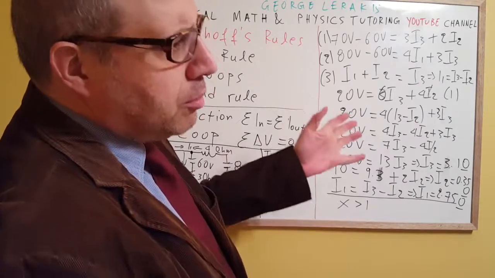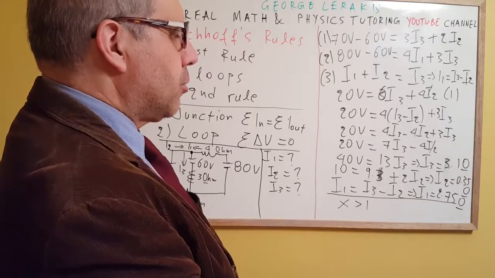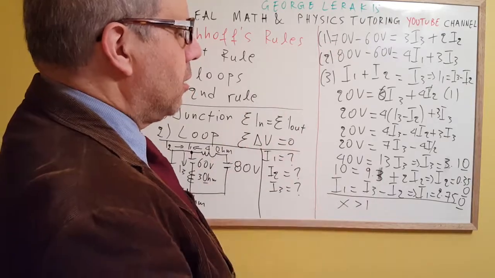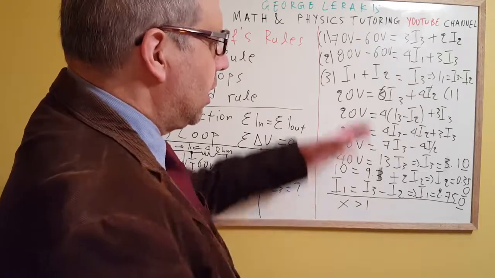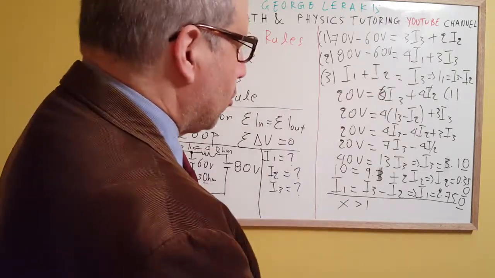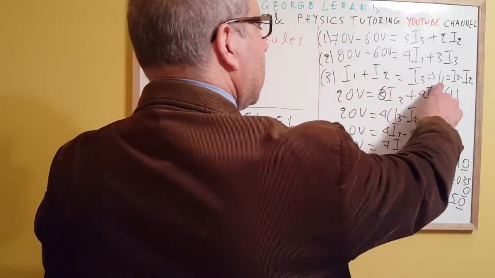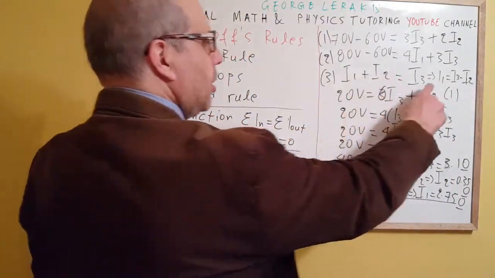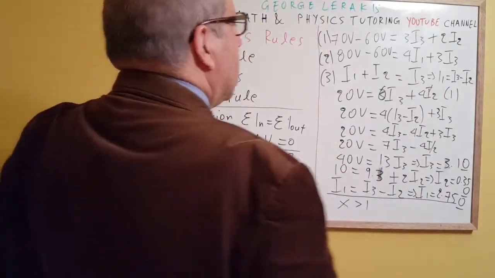And of course, if you are familiar with linear algebra, you can use linear algebra to solve this. If not, you can just use simple algebra. And I think in this case it will be faster to use simple algebra. So if you solve for I1, you get that I1 is equal to I3 minus I2.